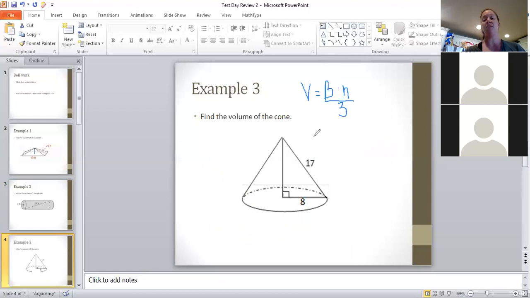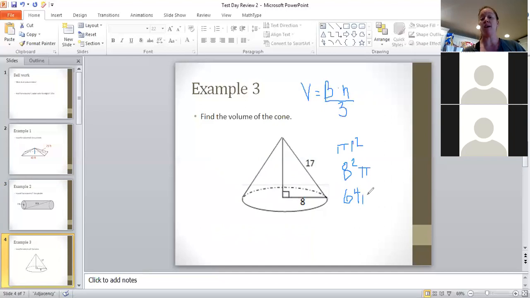So we're going to do the volume of our cone. So again, we need big B, which again, the area of our base is a circle. So big B is going to be equal to pi r squared. And the radius is given as 8. So we're just going to plug that in for r. So 8 squared times pi, which is 64 pi, right? So I've got my big B now.